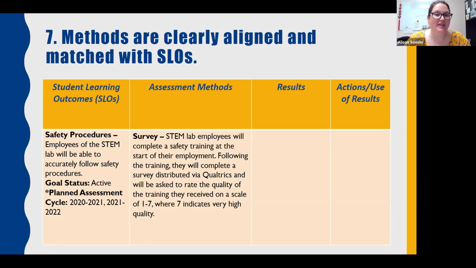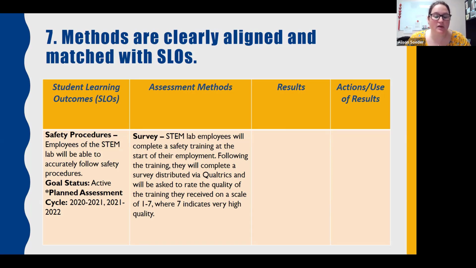So here we're looking at the alignment between the methods and the student learning outcomes. So in our assessment methods, they talk about a survey, they talk about who it's being distributed to, when it's being completed, what it's assessing. So they hit all those items, but now we're looking at alignment. So we're going to start with our student learning outcome. What they want to know and assess is, will employees of the STEM lab be able to accurately follow safety procedures? So they want to know, will you be able to be safe?